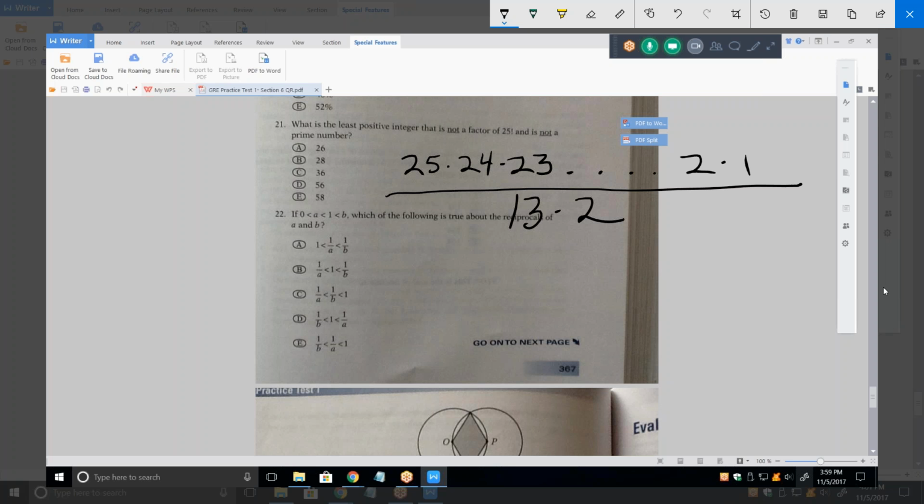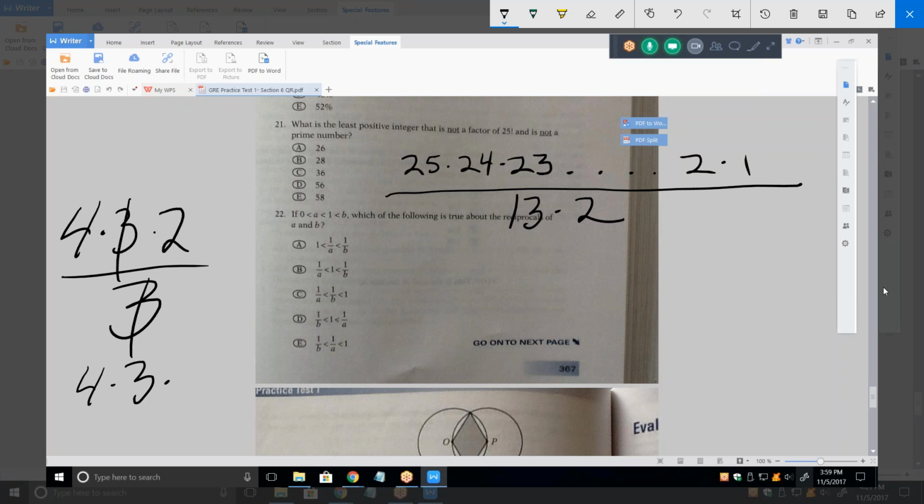Okay. You just cancel those out. Exactly. So if I said, is 4 factorial divided by the number 3, does that result in an integer? Yes, it does. If I said 4 factorial, can I divide that by the number 8? Well, the number 8 is 4 times 2. So yes, I can. Okay. So that's my strategy here.